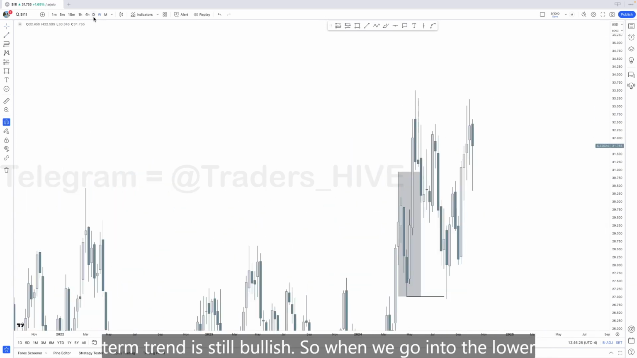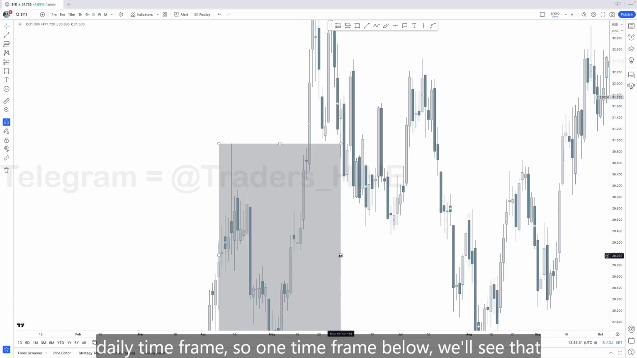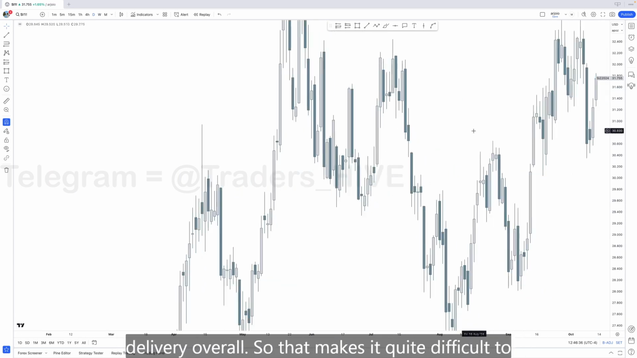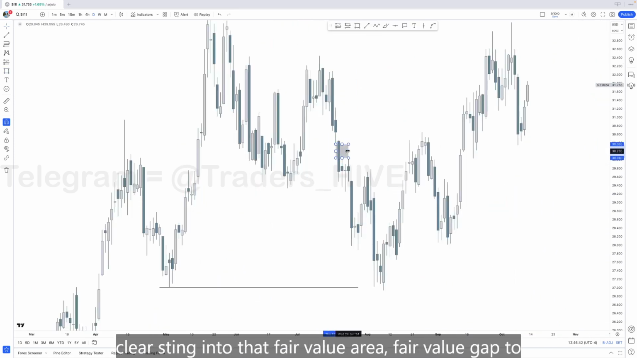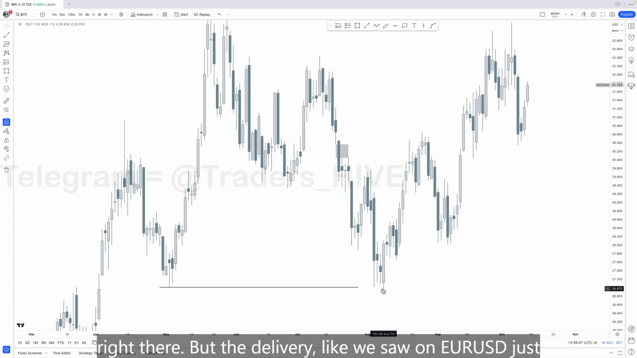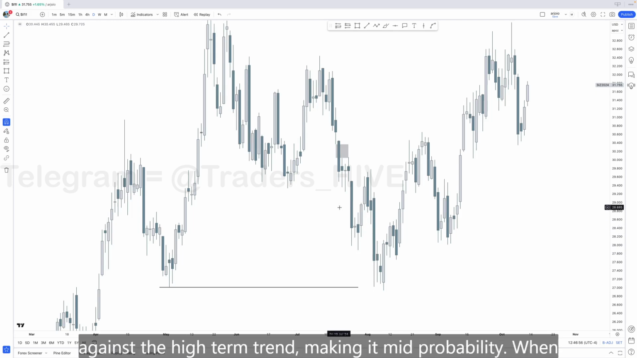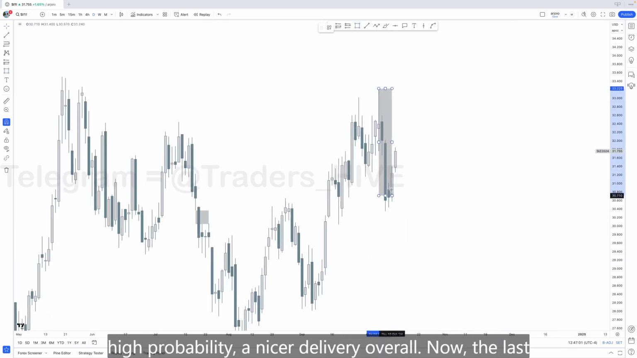So when we go into the lower time frame right here, well, lower time frame into the daily time frame, so one time frame below, we'll see that the price action right here is not good. It's not a great delivery overall. So that makes it quite difficult to capitalize on, where we could argue we only have one clear sting into that fair value gap to potentially continue lower towards the fair value area low right there. But the delivery, like we saw on Euro US dollar just now, is not great right there. And that's because it's against the higher time frame trend, making it mid probability. When it's fake order flow, like this example right here, it's high probability, a nicer delivery overall.